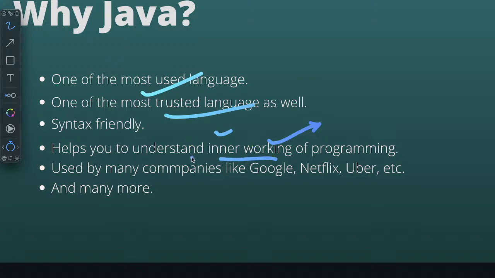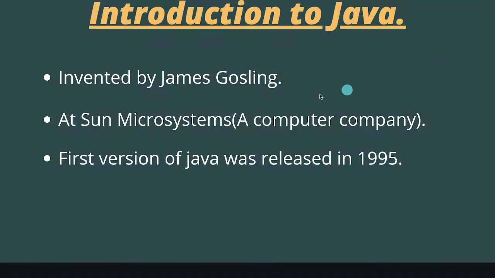And Java, as we already discussed, is one of the most used languages. So many companies like Google, Netflix, Uber use Java, and there are a lot more advantages of using Java. Now, as we discussed, Java was invented by James Gosling at Sun Microsystems, and the first version of Java was released in 1995.